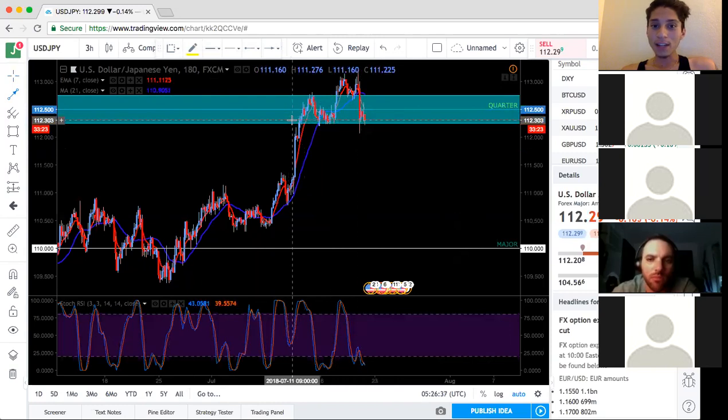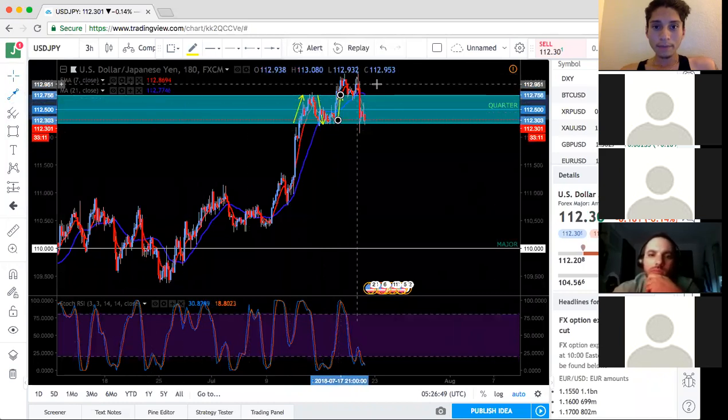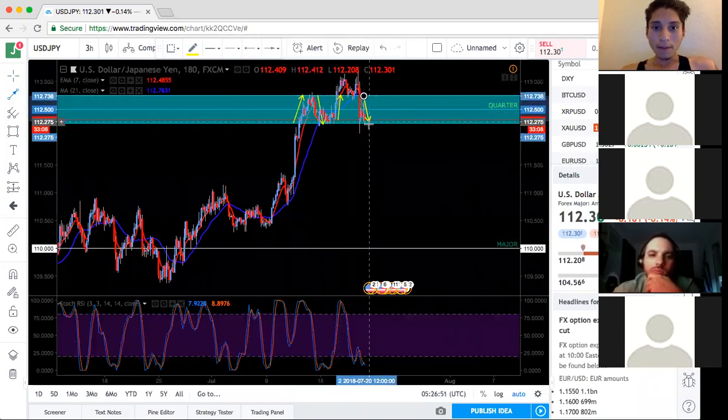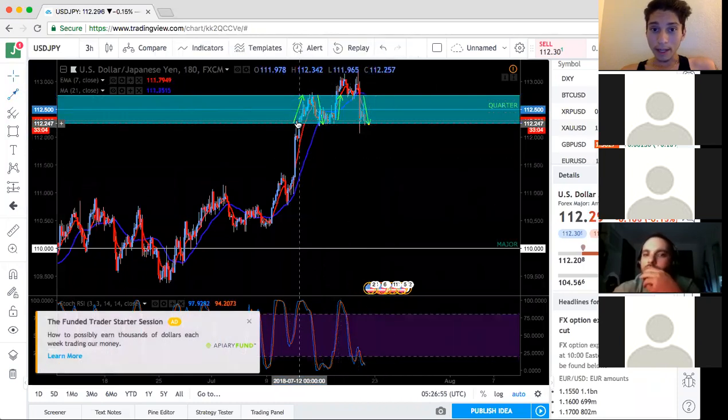So I don't even have to explain this. I'll just show you. 50 pips and dip, 50 pips and dip, 50 pips and dip, 50 pips and dip. That's 200 pips, by the way, and that's since the 11th.